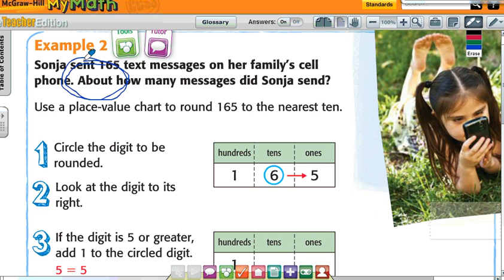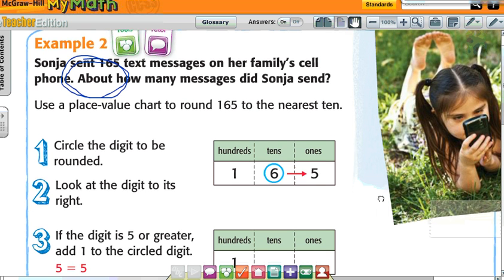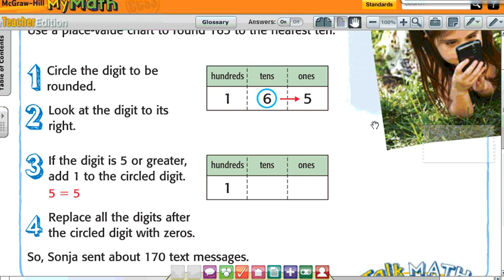Use a place value chart to round 165 to the nearest 10. Let me ask you this. We have to round to the nearest 10, right? What number's in the tens place? 6. And they told you to circle it, which is already done for you. Am I working with the hundreds place? No, you notice that the 1 stays the same?